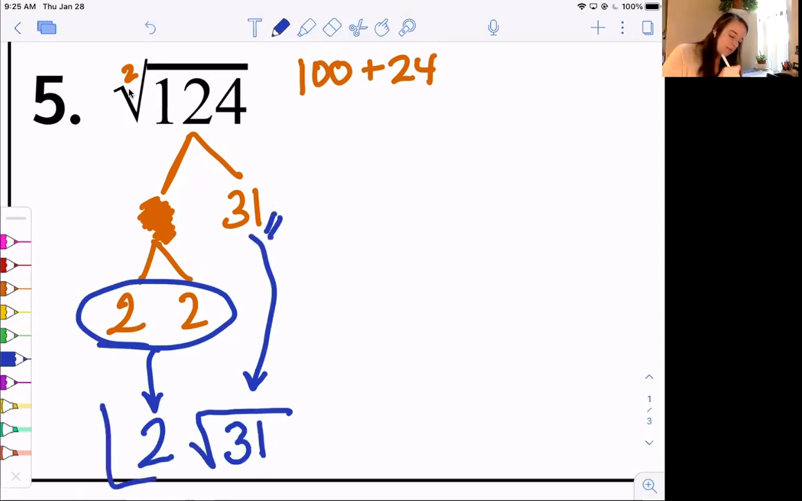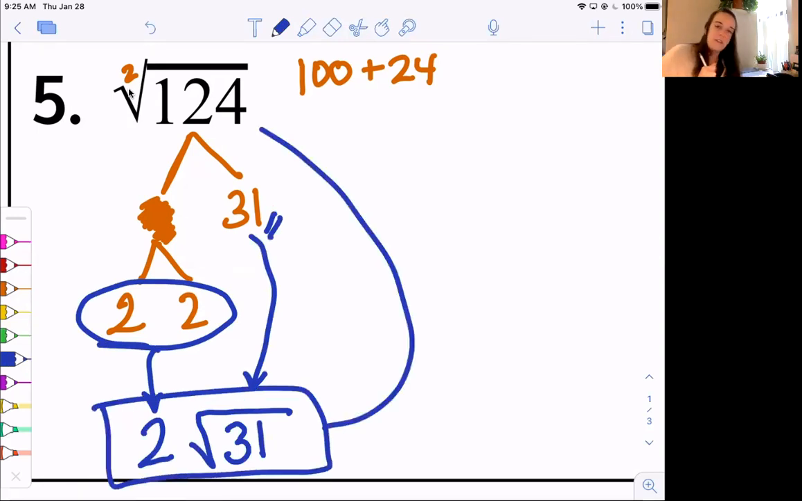This is the simplified version of this value here, right? If I was to type square root of 124 in my calculator, I would get the same answer as if I typed 2 times square root of 31. Both of those are there for sure. All right.